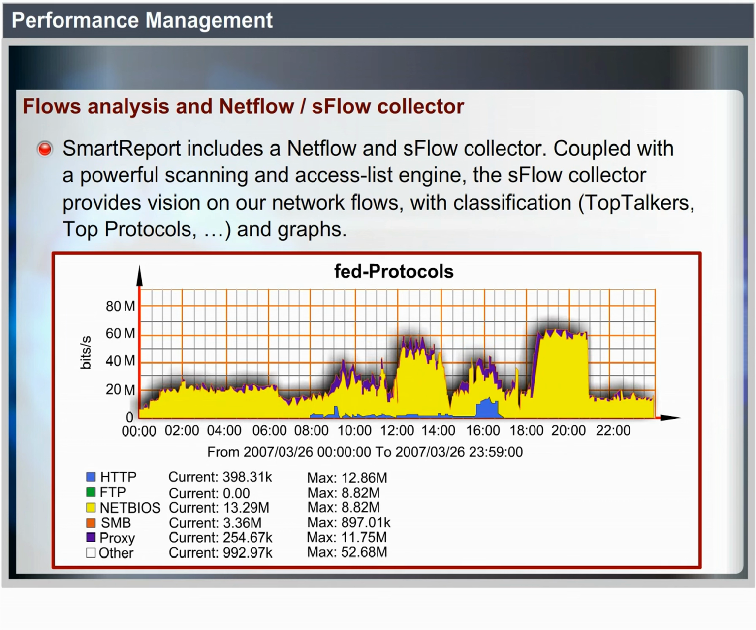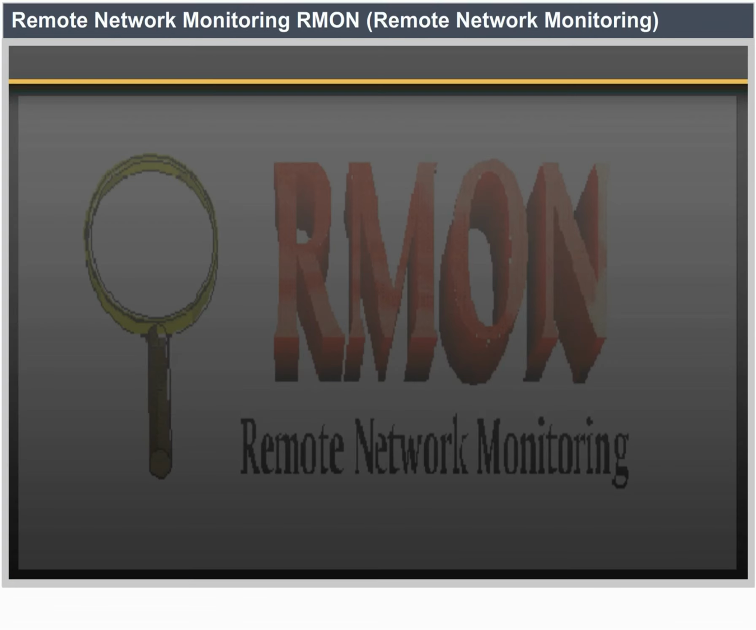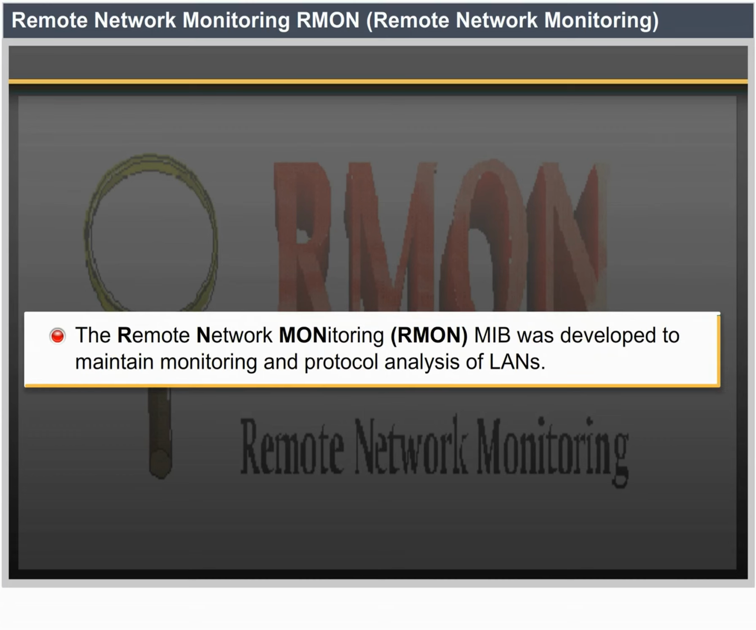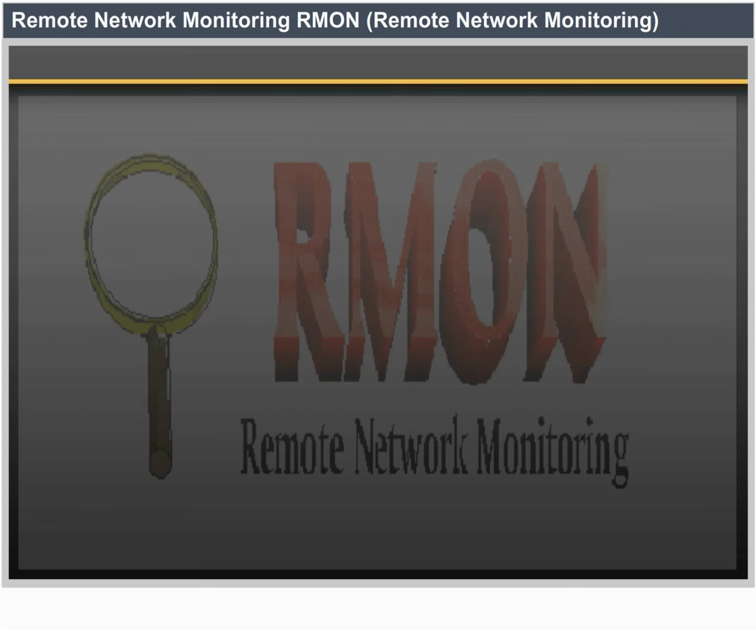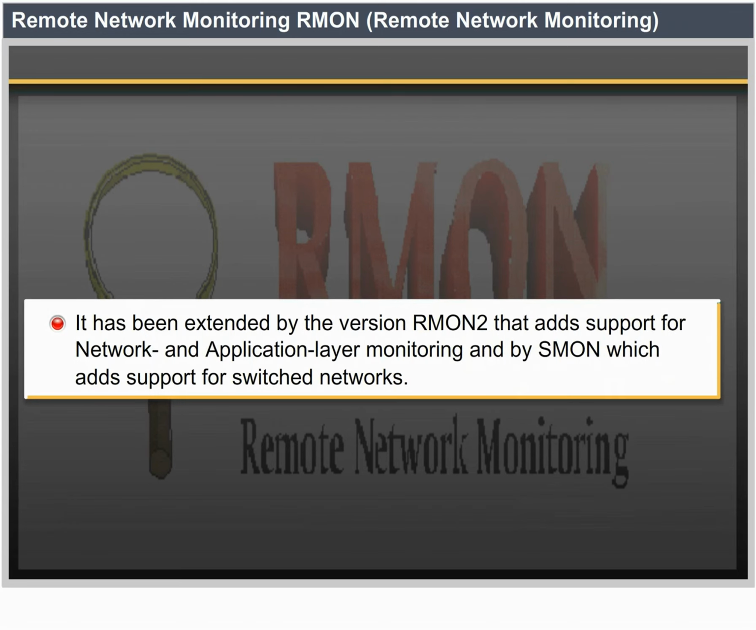Remote Network Monitoring (RMON). The Remote Network Monitoring or RMON MIB was developed to support monitoring and protocol analysis of LANs. The original version, sometimes referred to as RMON 1, focused on OSI Layer 1 and Layer 2 information in Ethernet and token ring networks. It has been extended by RMON 2, which adds support for network and application layer monitoring, and by SMON, which adds support for switched networks.